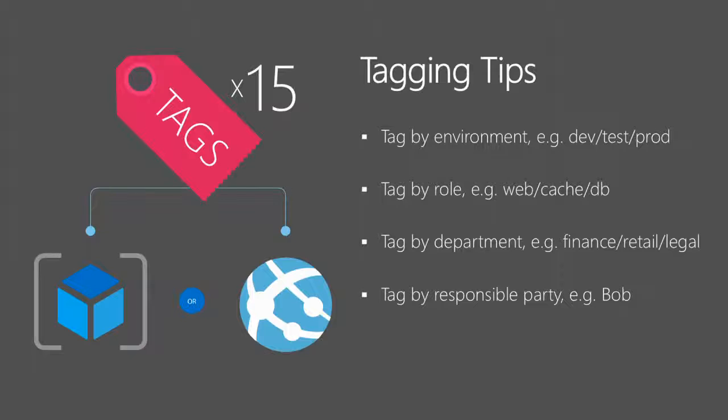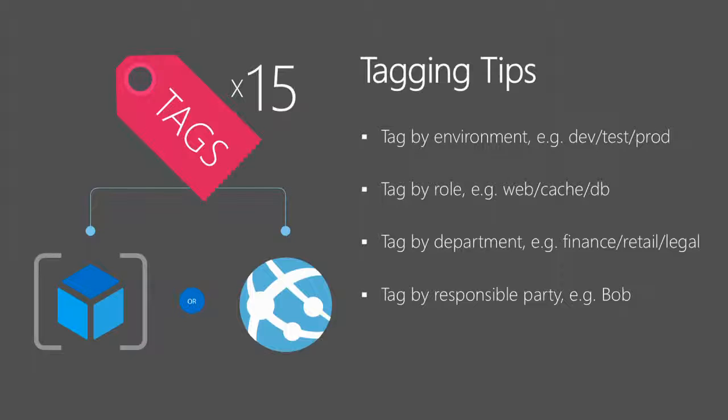Number one, and I'm sure everyone in this room, how many of you have both staging or pre-production and production environments? Everybody, right? Wouldn't it be nice to know with one query which resources are for pre-prod and which resources are for production? You can now do that with tags. Additionally, you can tag by role.